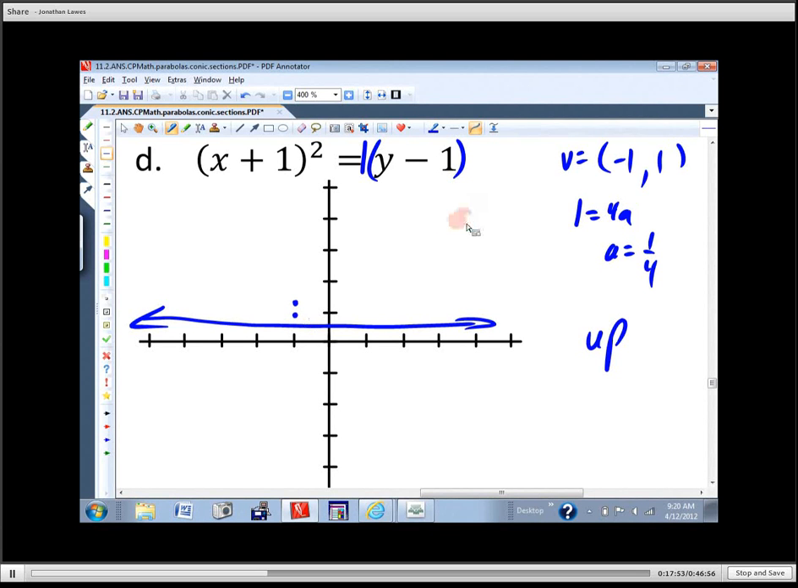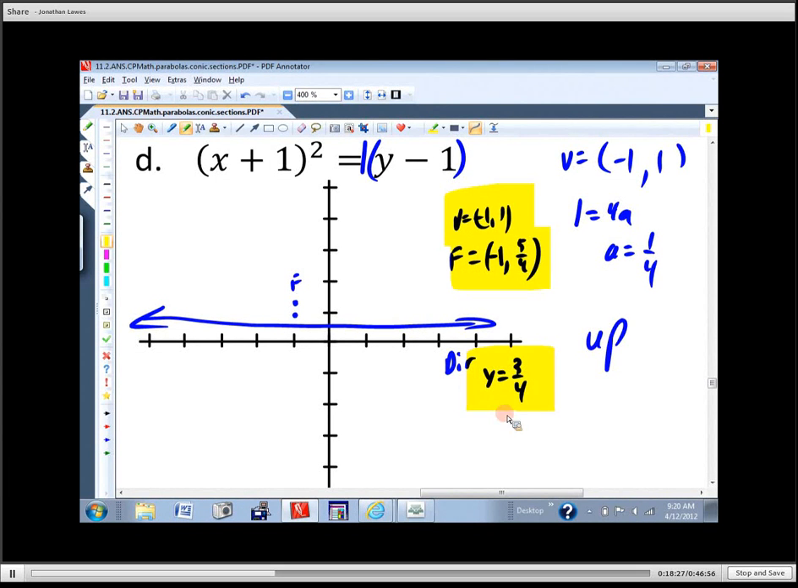So if the vertex is at -1, 1, where would the focus be? -1, and then we went up another 1/4, so that's going to be, what did you say, Charles? 5/4. That's where the focus is. If we're at 1 and I go down a 1/4, what does that make my directrix? Yep. The directrix would be y equals 3/4. So there's the vertex, there's the focus, there's the directrix.